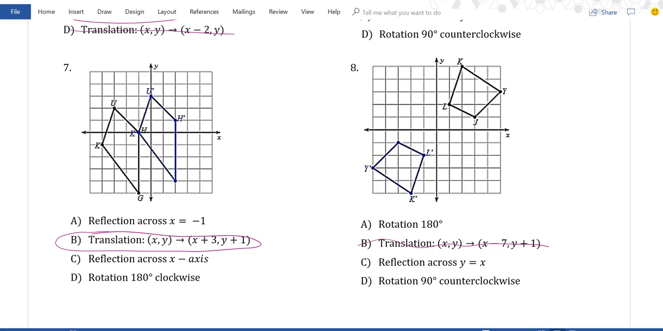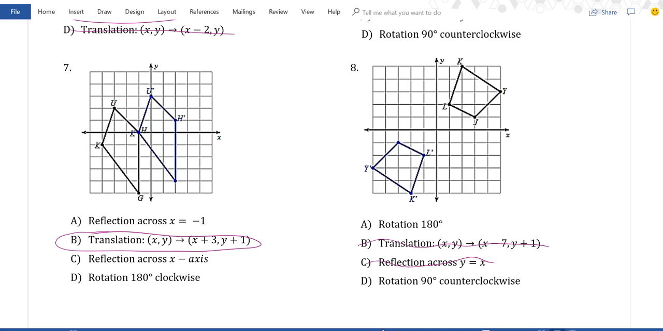And we check our reflection. So I look across y is equal to x. That's this line. Nope, right? It wouldn't be even close here. It would look a little better maybe if we had y is equal to negative x, but that option's not going to do anything for us. So if we're looking here, we're determining whether it's 90 counterclockwise or 180.